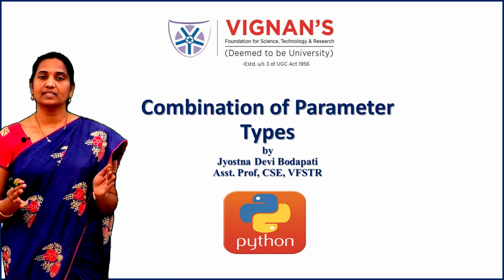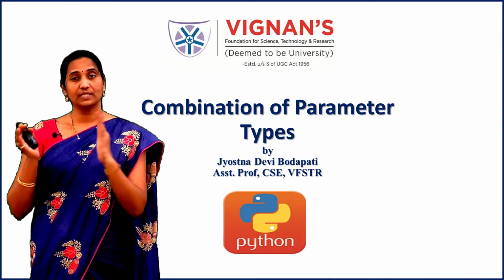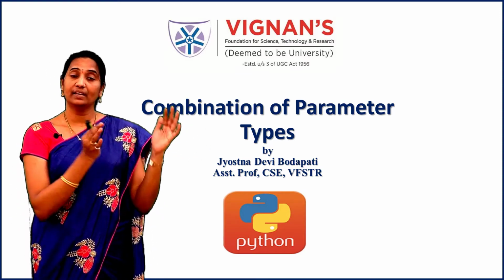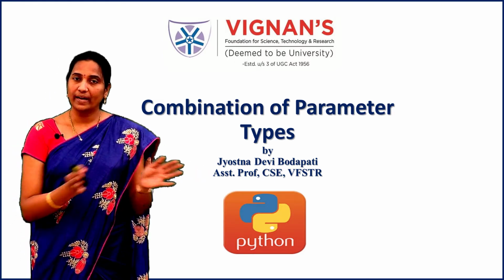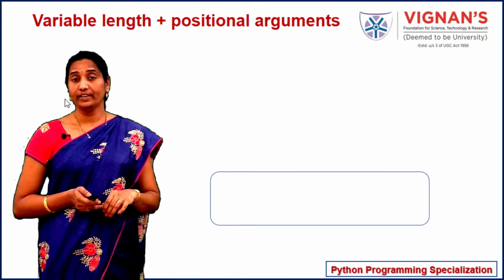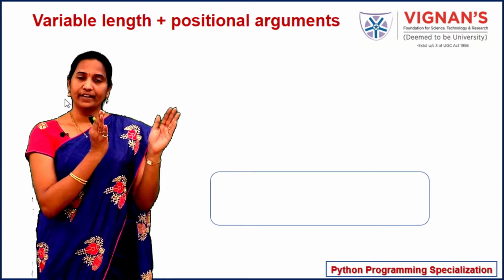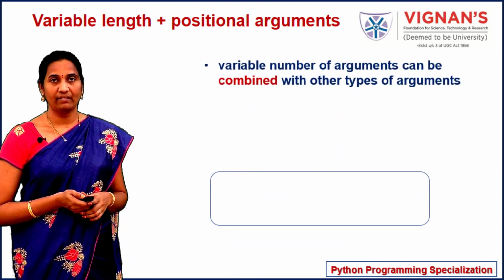So far we have discussed various types of parameters like keyword arguments, positional arguments, default arguments, then the variable length keyword and the variable length positional arguments. And there were certain rules while using the combination of all these parameters together. Now let's see how we can have the combination of variable length parameters along with the positional parameters. So let's have a look at that.